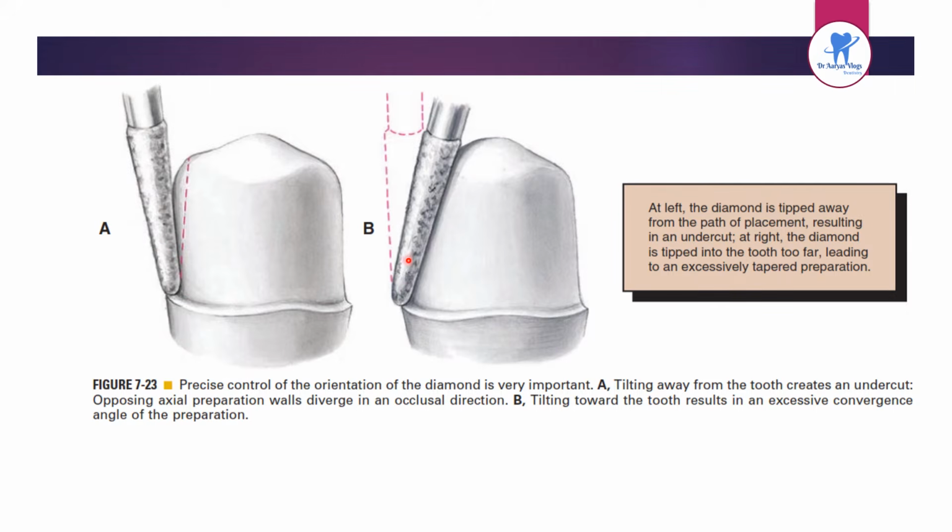But in the case of tilting toward the tooth or angling it toward the tooth, it creates excessive convergence and reduction and loss of retention. Here the diamond is tipped away from the path of placement, resulting in an undercut. Here the diamond is tipped into the tooth too far, leading to an excessively tapered preparation.